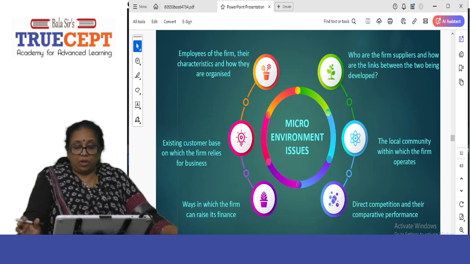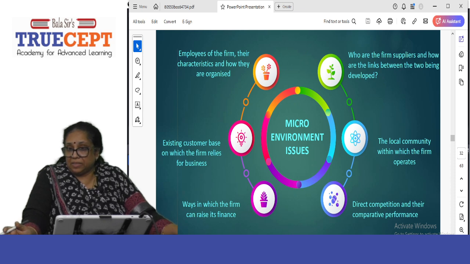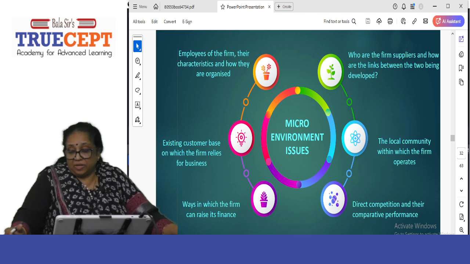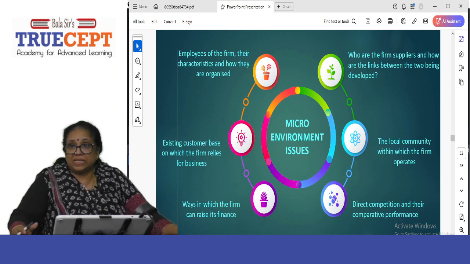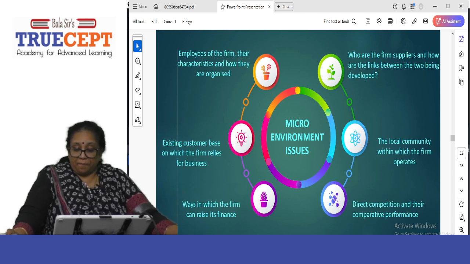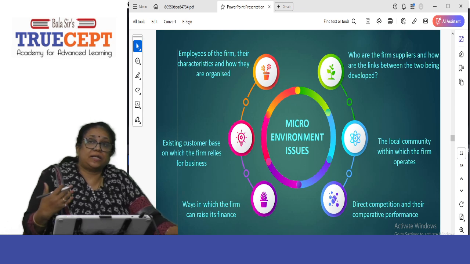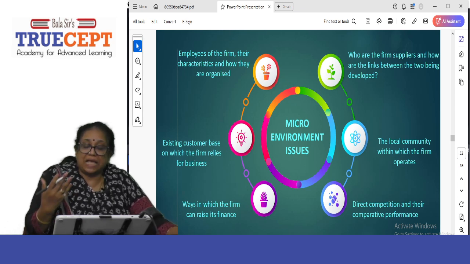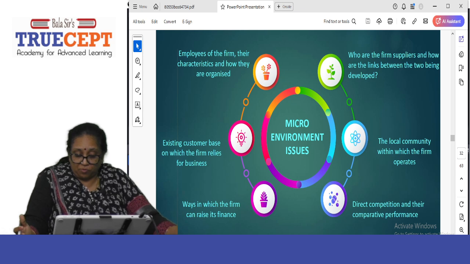See, microenvironment issues are who are the firm's suppliers, how are the links between the two being developed, the local community, where am I working? See, Bengaluru, whether it is conducive, whether the people there are conducive, direct competition, who are your direct competitors, who are creating products exactly like yours, and their comparative performance.